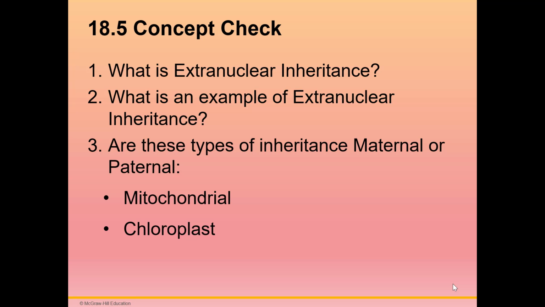So are these types of inheritance maternal or paternal? In mitochondria, it's usually the maternal line of inheritance. In the chloroplast, it could be maternal, or it could be both parents, or it could be paternal. So in the 4 o'clock plant, it happens to be maternal, and there are other plants that can have paternal or both parents showing inheritance. But the point is that these are genes that are inherited from the chloroplast or from the mitochondria. And that's the end of section 5.